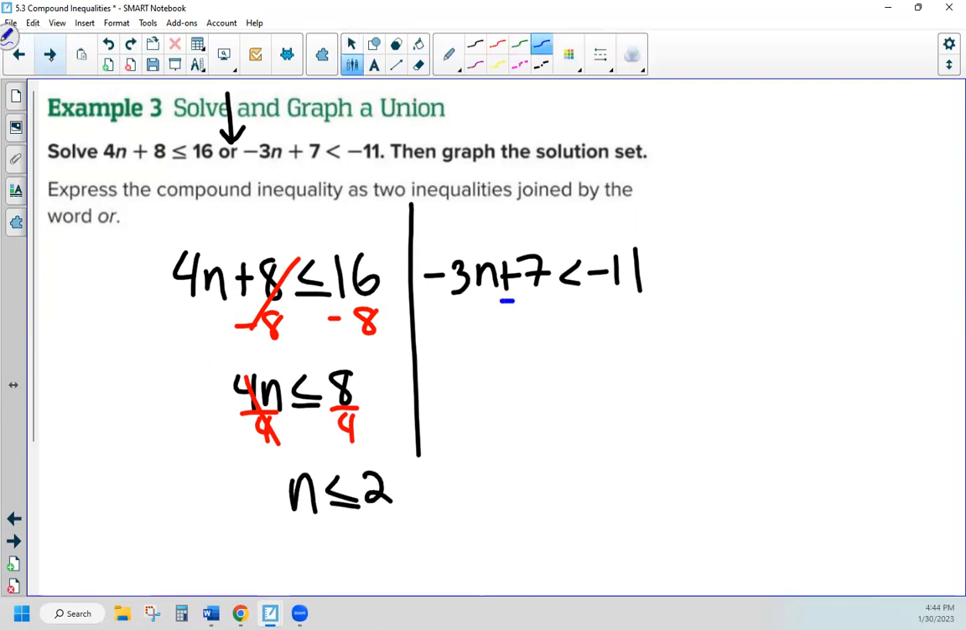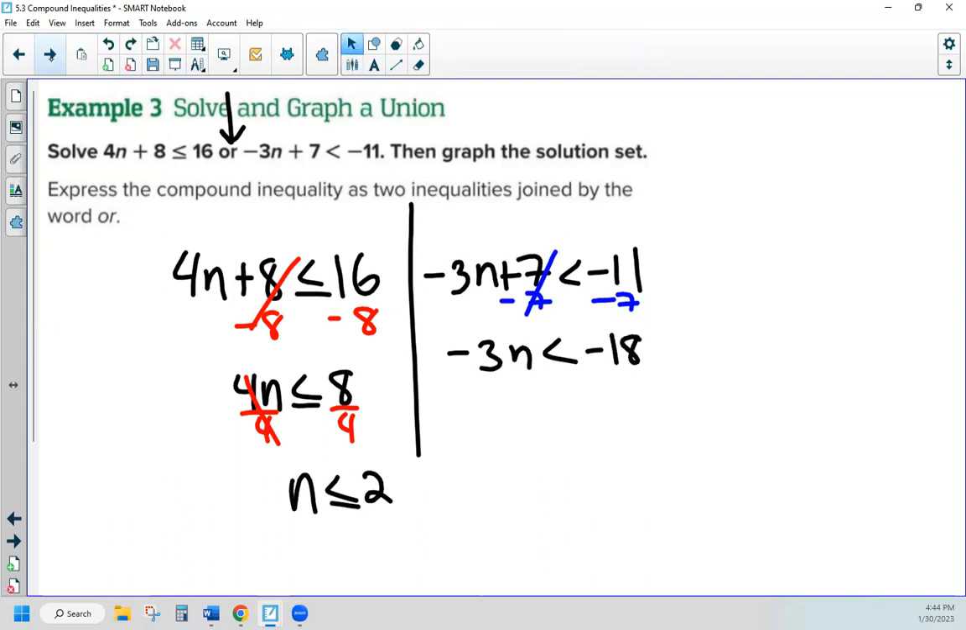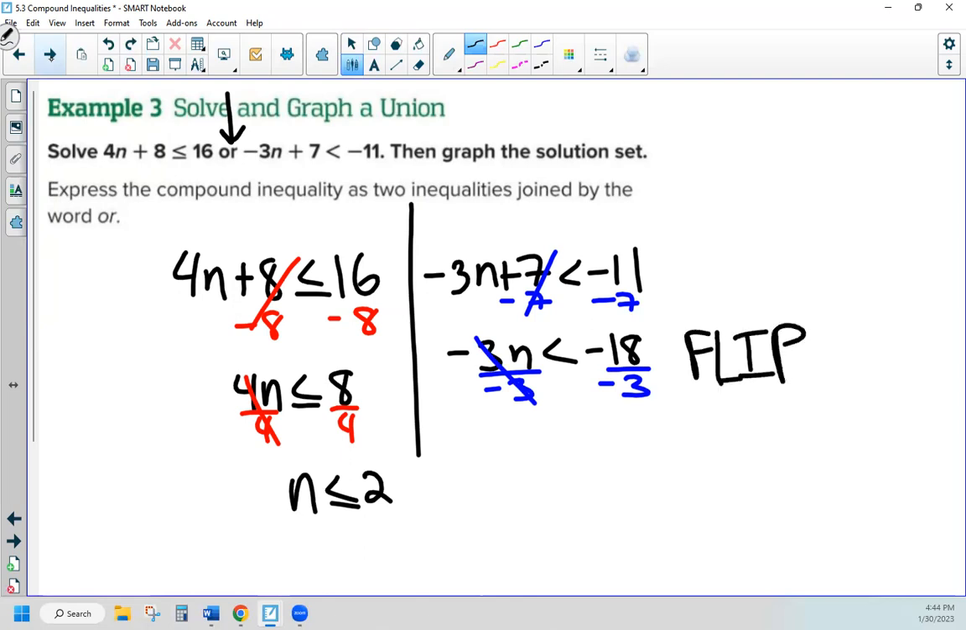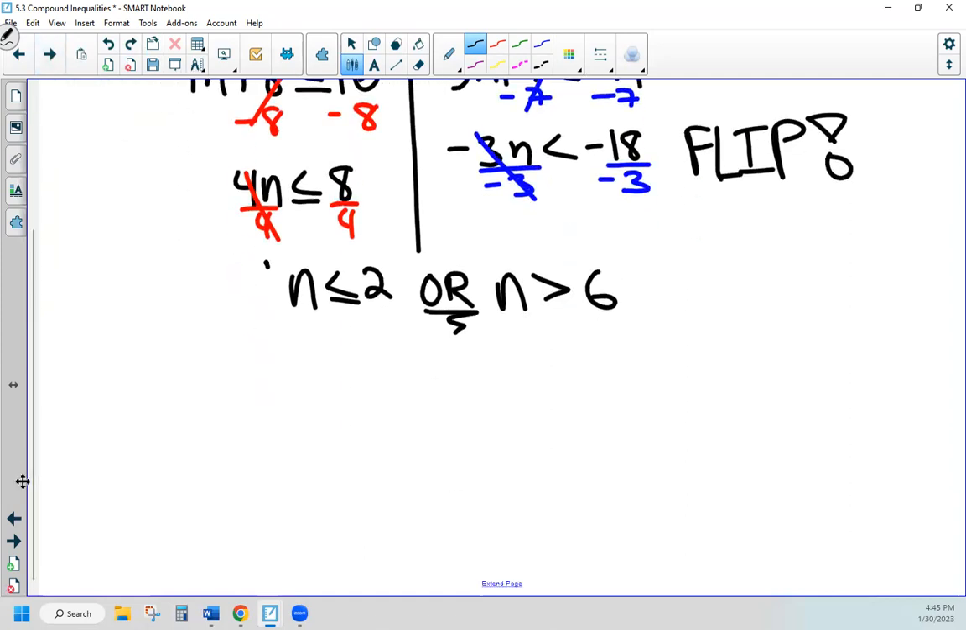Gotcha. Now on this side, we will take 7 by subtraction, leaving us with -3n. Symbol stays the same way. -18 is what we get here. Now on this step, we would divide by -3. The number that we're dividing by, which is the 3, is negative. So make sure you guys flip your sign. Very important. We flip our sign here. Now, let's put our very important word, or, where our answer is n greater than, flip your symbol, 6. That's it.